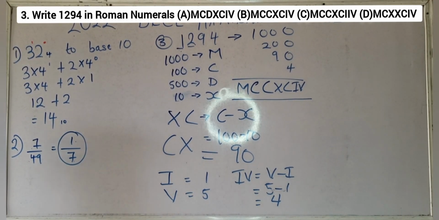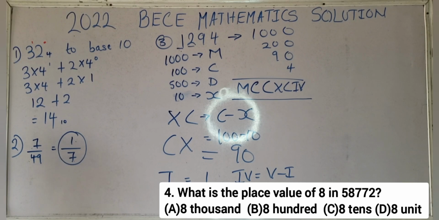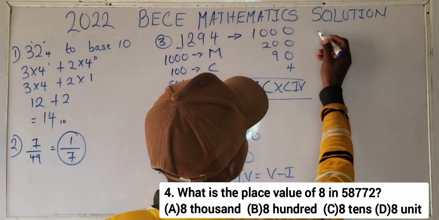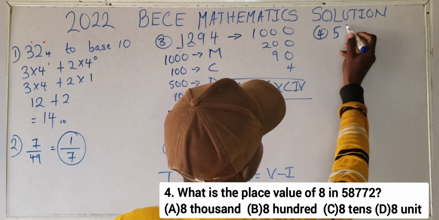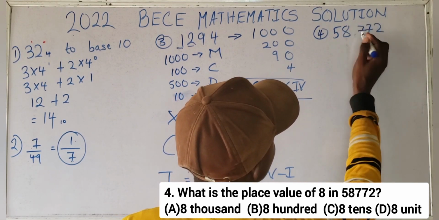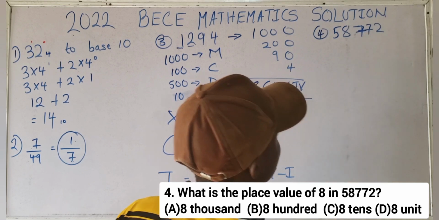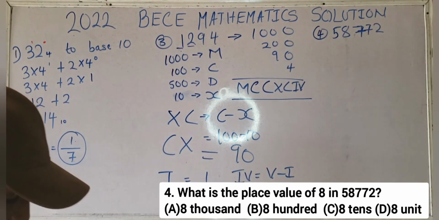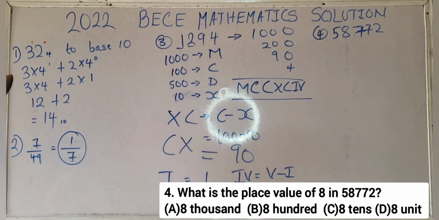So let's proceed to question number 4. We are asked to find the place value of 8 in 58,772. That is question number 4. The place value of 58,772. Now, you see, we are asked to find the place value of 8.